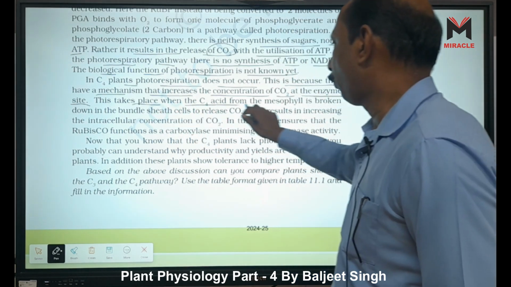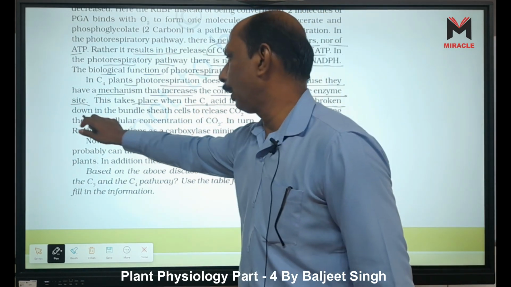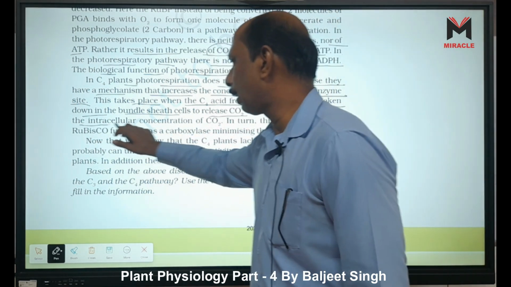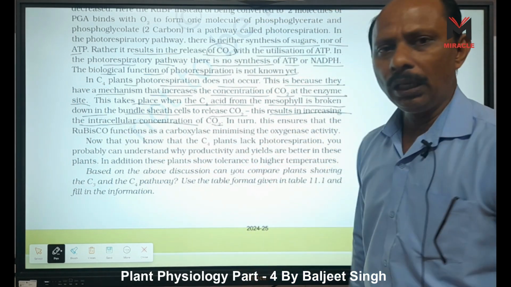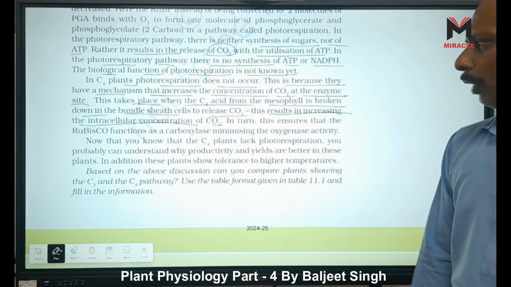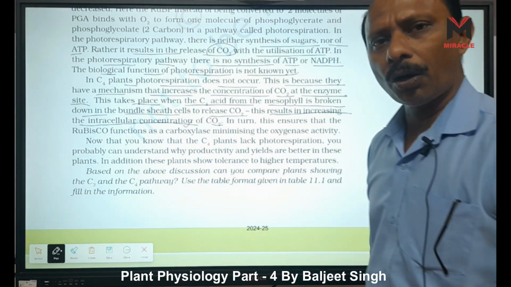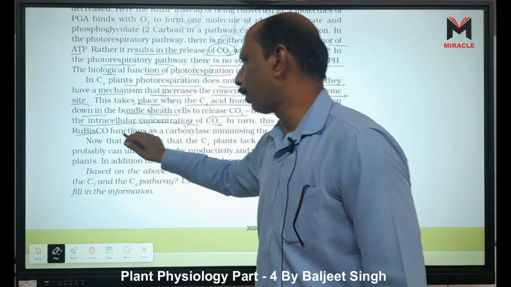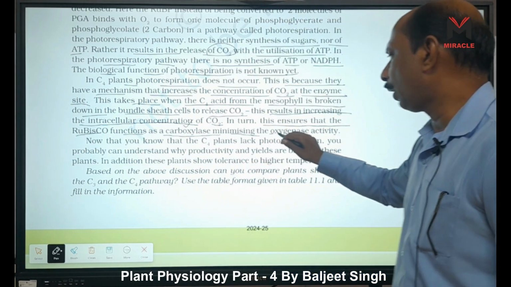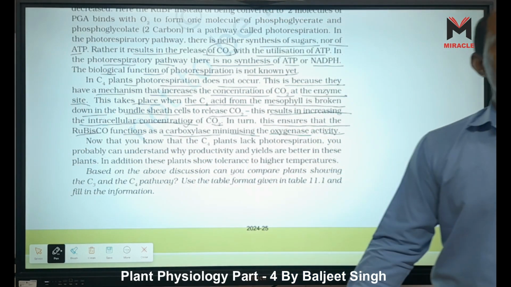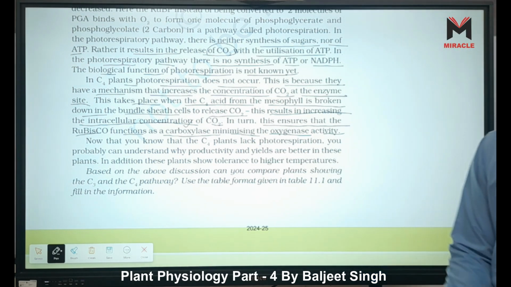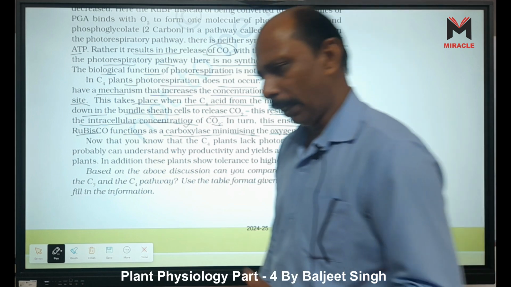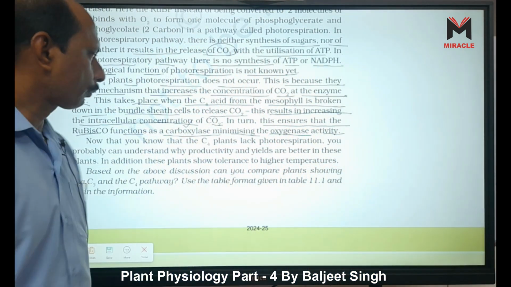This takes place when the C4 acid from the mesophyll cell is broken down in the bundle sheath cell to release CO2. This results in increasing the intracellular concentration of CO2. Continuously only CO2 is released. So what happens? The concentration of CO2 is high, oxygen is not, right? In turn, this ensures that rubisco functions as a carboxylase, minimizing the oxygenase activity. No oxygen means the rubisco enzyme does not bind with oxygen. Maximum enzymes bind with oxygen only.